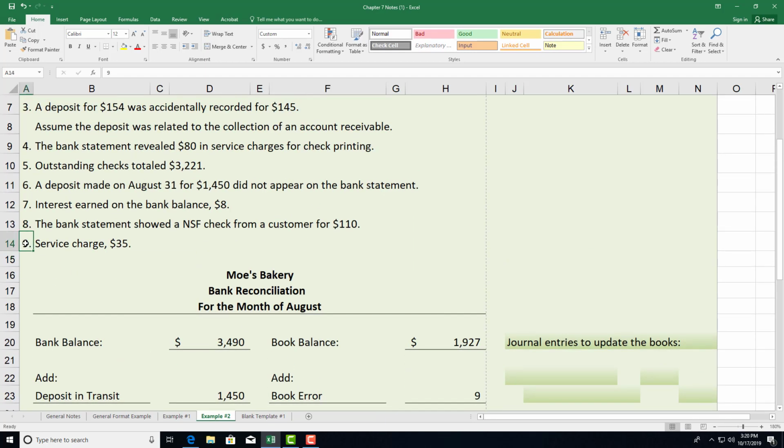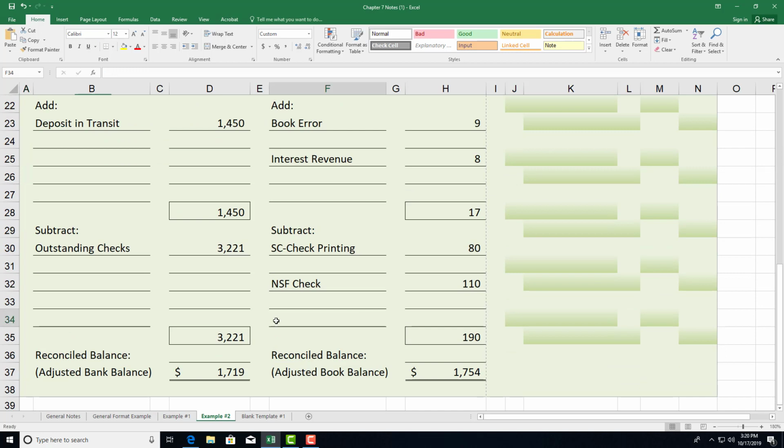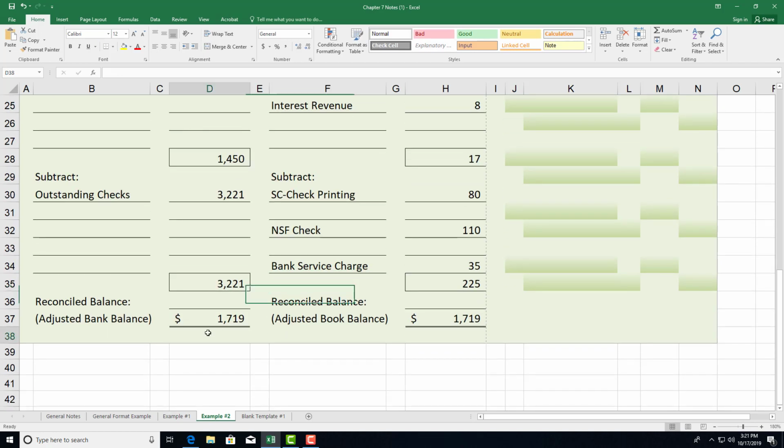And then number 9, the last item, we have a bank service charge of $35. The bank knows about that first. We put the adjustment on the book side. So bank service charge $35. That's our last item. And now we are in agreement, or these balance. Again, that's our adjusted book balance, and that is the amount that should go on the balance sheet.